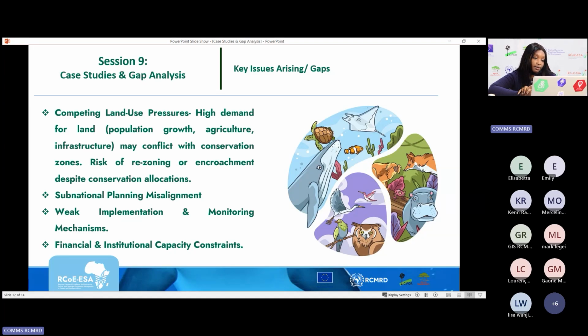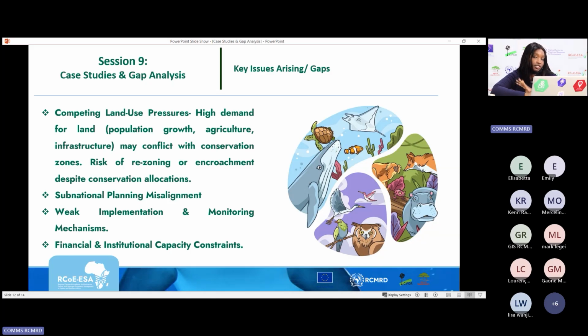So unless key strategies and interventions are made earlier, there may be conflicts later on in terms of these conservation zones that have been zoned out for conservation. And then the risk is that, because this is a live document, there's a risk of rezoning during these amendments and encroachment despite their location. So there now comes an issue of enforcement of this zoning laws.